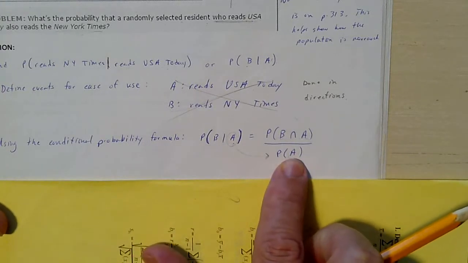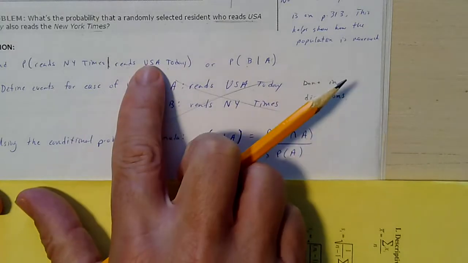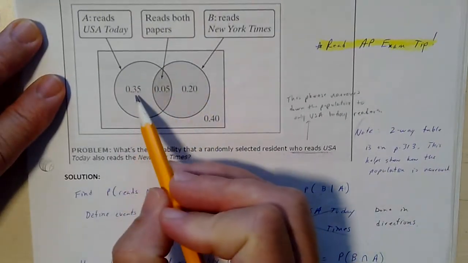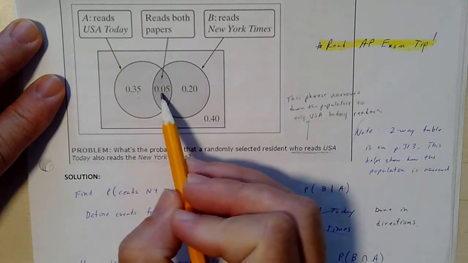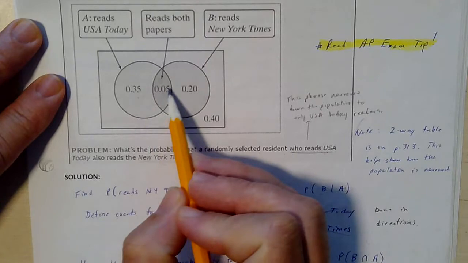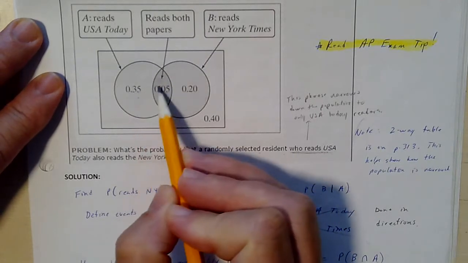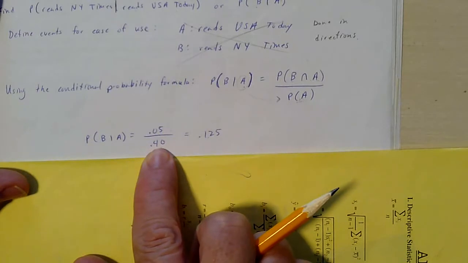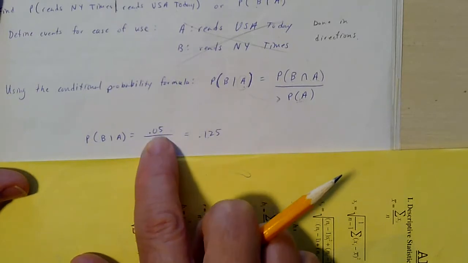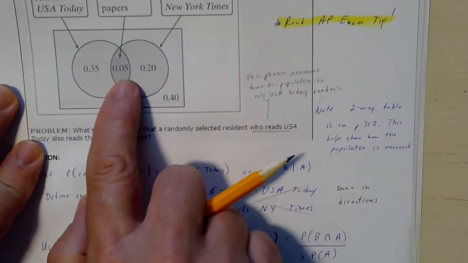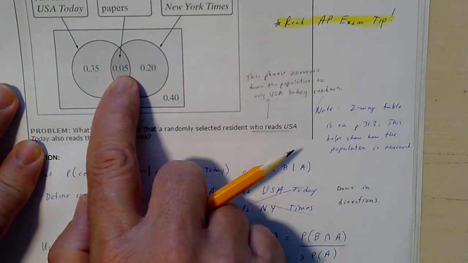Let's go find the probability of reading USA Today. So if they read the USA Today, it's the 35% here that only read USA Today, but these people also read USA Today, right? They read both. So this together is 0.4. So we put that on the bottom. Okay. And we put on top the intersection of the both, right? B and A. So these 5% represents the intersection.